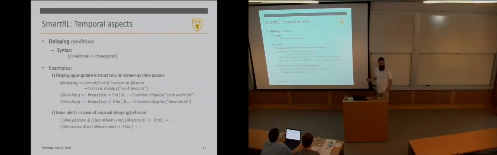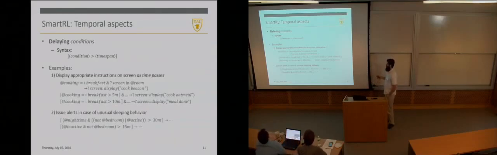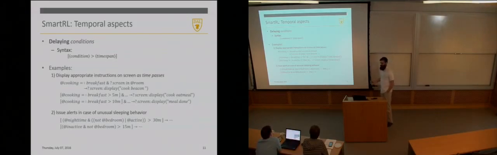Second example here is issuing alerts in case of unusual sleeping behavior. Right? So here we say current time is at nighttime, the user is not currently in the bedroom, or he's been active for longer than 30 minutes. So if this condition holds for longer than 30 minutes, then we will trigger an alert somehow. Actually, active, yes, possibly he's tossing and turning. So yeah, this might warrant a separate rule with less stringent alerts.